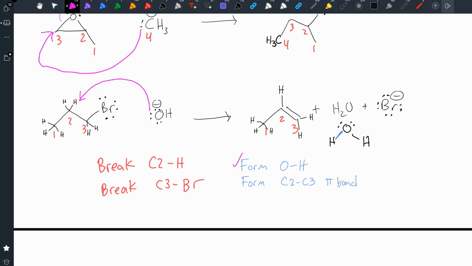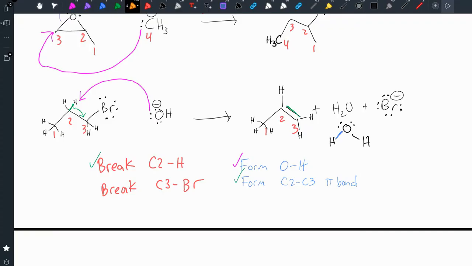I need to break the bond between carbon 2 and hydrogen. So I need to take these electrons and move them somewhere. Well, I can move them over here and share them with carbon 3, and that will do two things. It'll break the carbon 2 to H bond. It will also form the carbon 2 to carbon 3 pi bond. This one here.